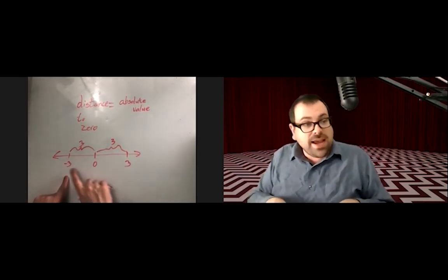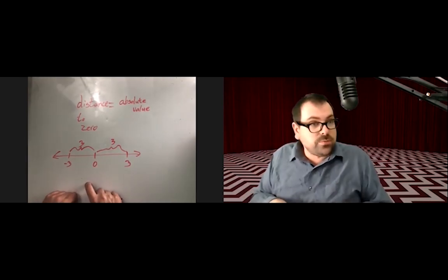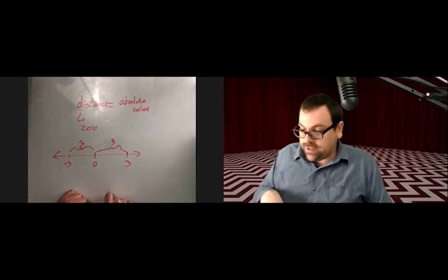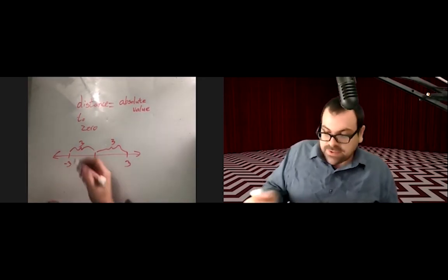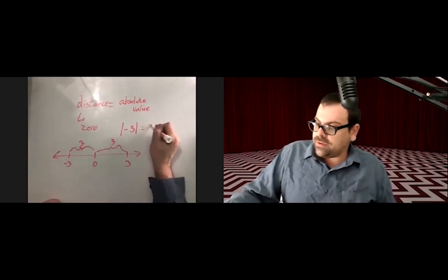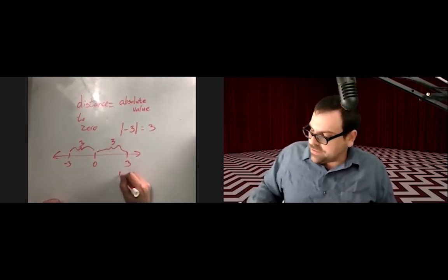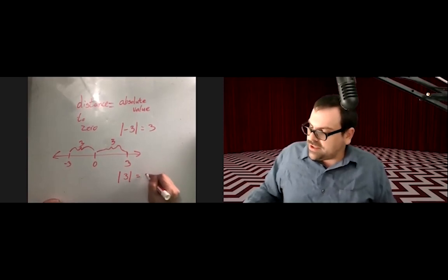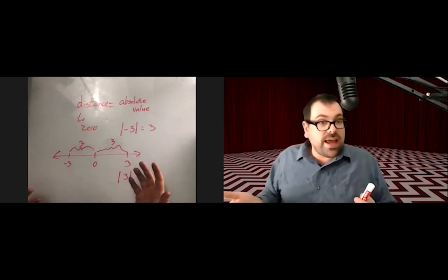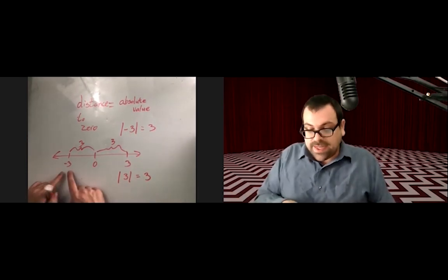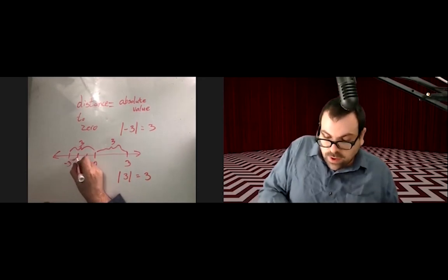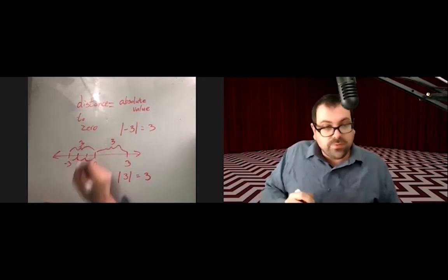the distance from negative 3 to 0 is 3. The distance from 3 to 0 is 3. And that's why the absolute value of negative 3 is 3. And it's why the absolute value of positive 3 is 3. We can't have a negative distance. When we say how far is it from here to here, we would count 1, 2, 3, 3 units.